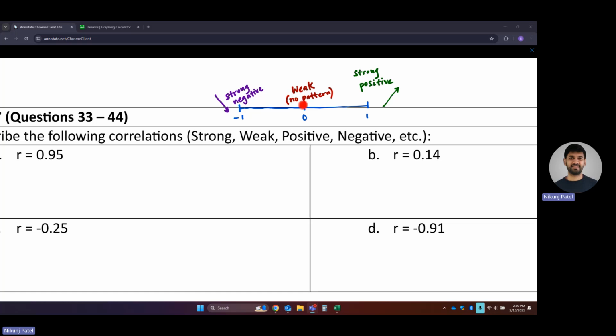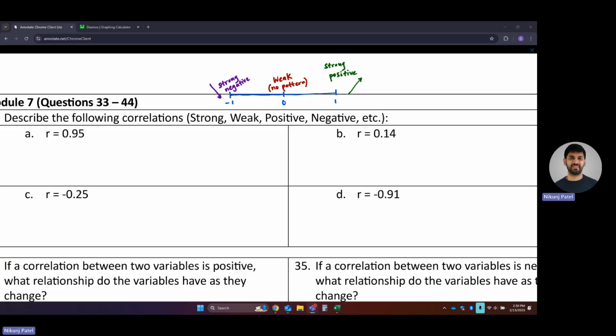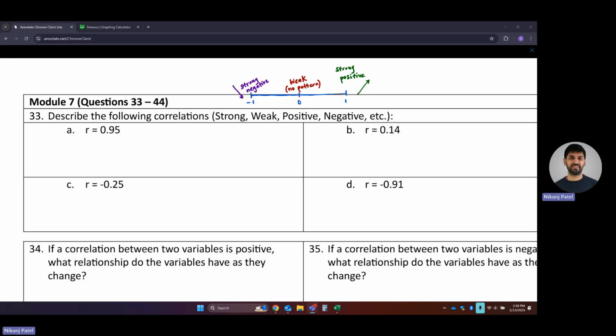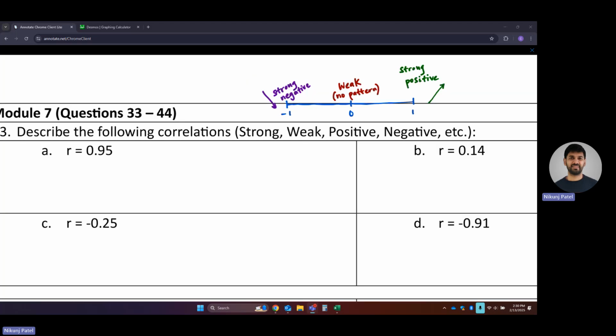If we're in the middle, there's a weak or no pattern type of relationship. There's not much of a correlation between the two variables we're investigating. And then on the very left, we have a strong negative correlation. So looking at each of the parts for A, B, C, and D, if we were to place those R values on the number line, we would be able to tell what type of correlation it is.